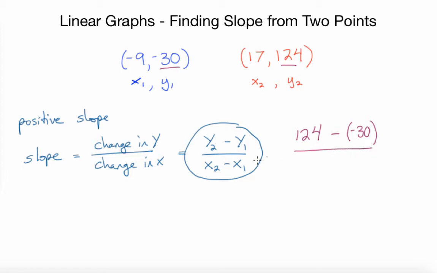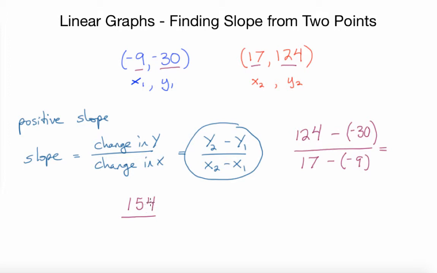Now I got to find the change in my x values. So I led with this point, so now I got to put x2, this x value from the second point is 17, and I'm going to subtract from that the x value of the first point, which is -9. I'm going to again use parentheses to keep things straight here. Okay, so 124 minus -30 ends up being 124 plus 30. That gives me 154 for my change in y values. That's how much I increased my y values between those 2 points.